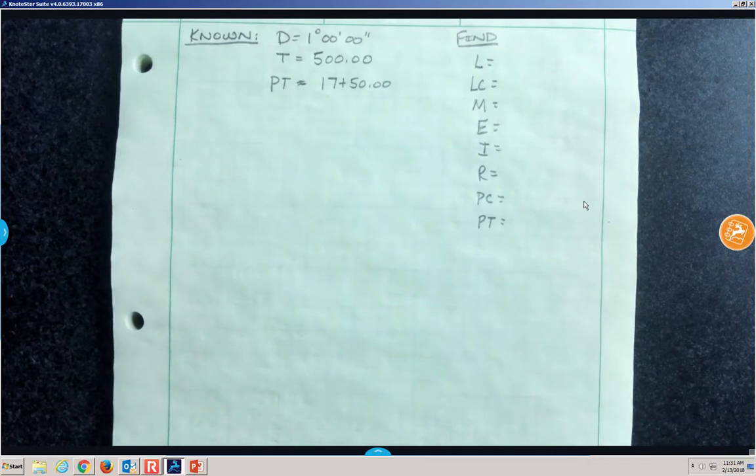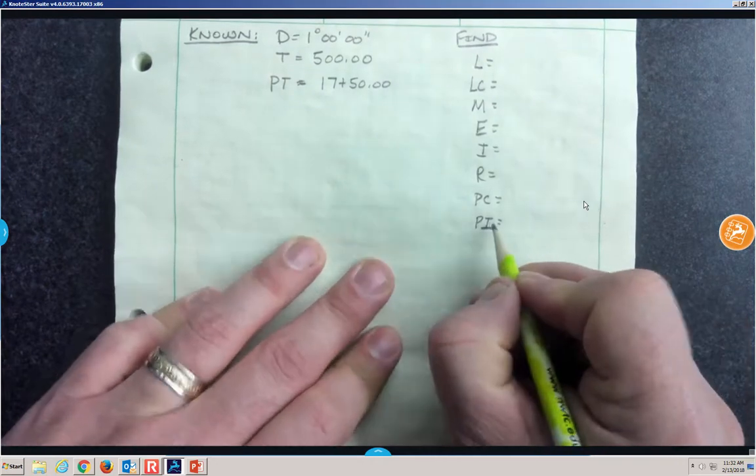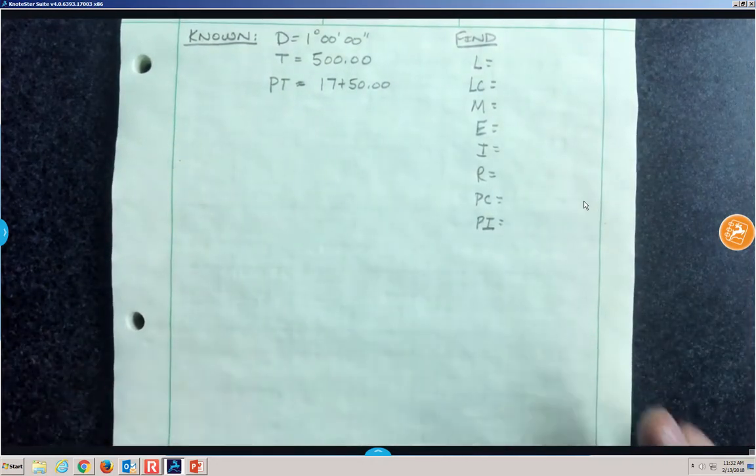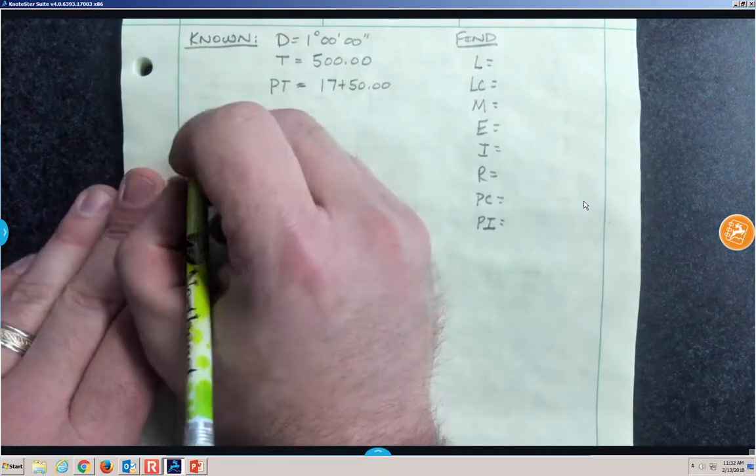So where shall we start first? PI. Oh, we found PT already. That was easy, they gave it to us. Alright, so where shall we start? Let's find R. That's the easy one, right?